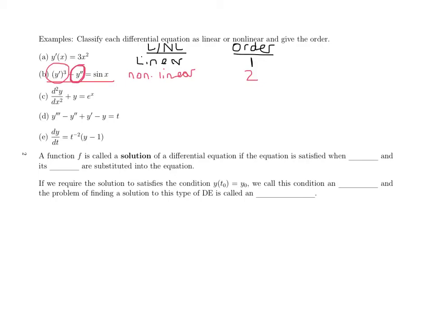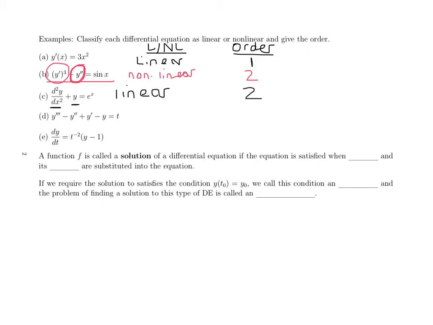The next one that we'll look at here is the second derivative of y with respect to x plus y is equal to e to the x. This is in fact linear because it is just derivatives. There are no powers of derivatives. This is just a plain second derivative. That's actually the only derivative that appears, so that's linear in its order, and we also have just a plain y. And if we look at the order here, this is an order 2 differential equation.